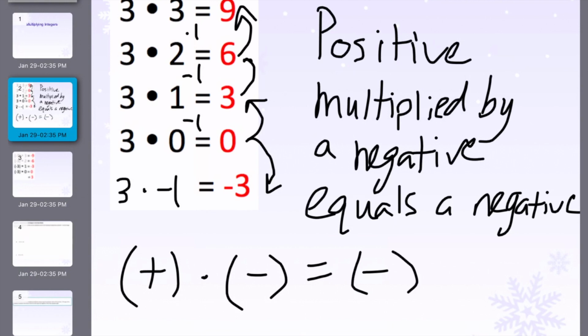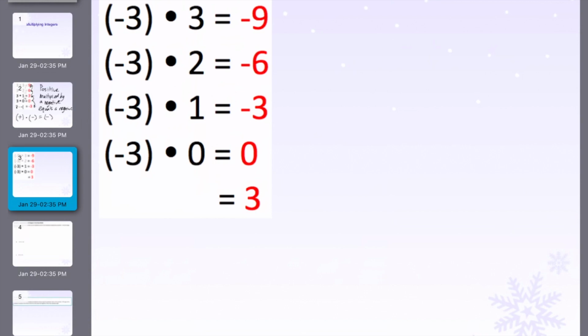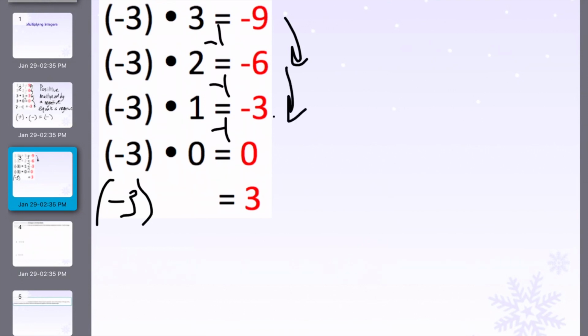Let's try something else here. So I see that negative 3 times 3 gives me negative 9. Negative 3 times 2 gives me negative 6. Negative 3 times 1 gives me negative 3. Negative 3 times 0 gives me 0. Well, if I'm keeping up the same pattern, I have negative 3 here, and I'm still going down by 1 every time. I'm still essentially adding by 3, going down.